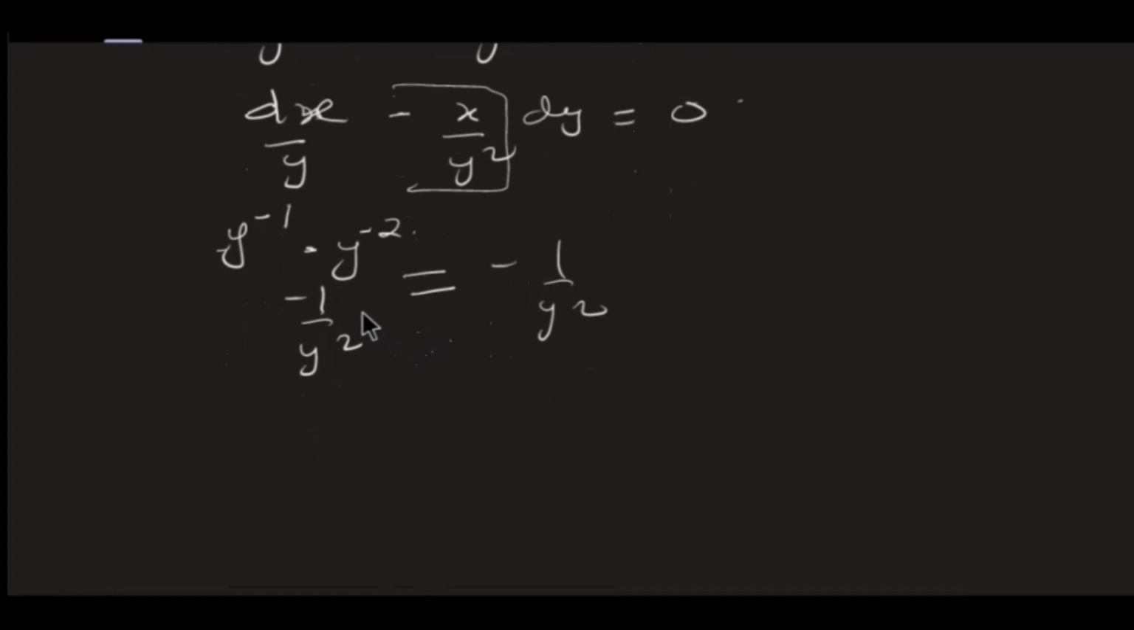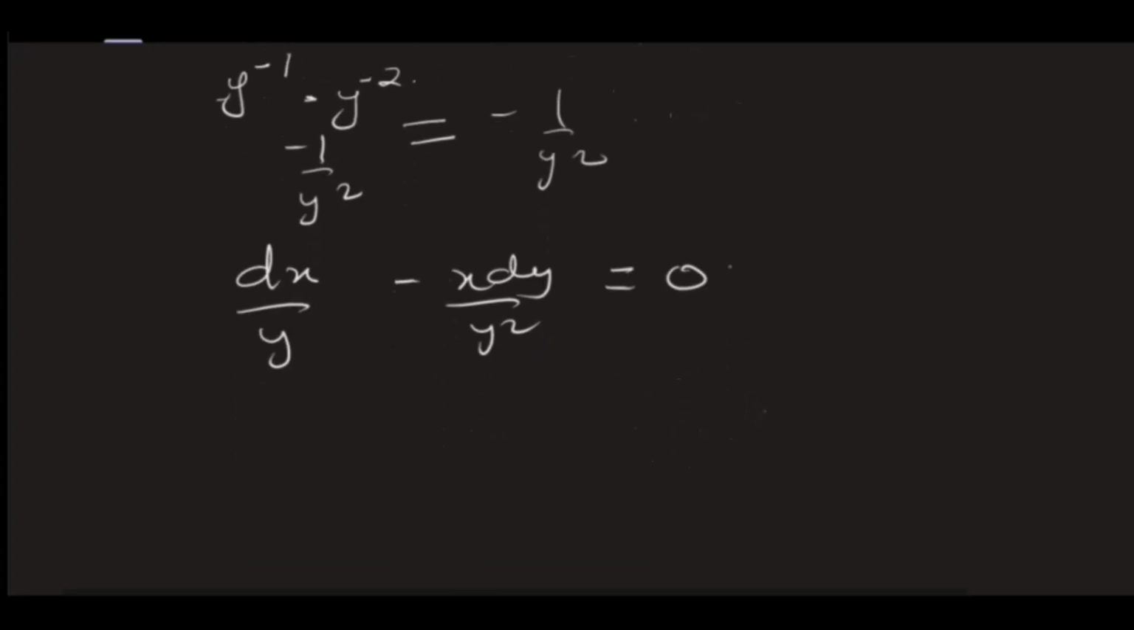So right now, my transformation is correct, and my new equation is dx over y minus x dy over y squared is equal to 0. So this is how we transform a non-exact to an exact differential equation. At this point, we are just to solve this simply by separable.